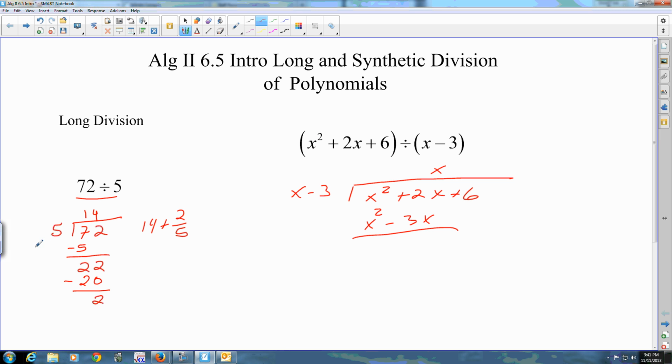Just like over here, I then subtracted it. So I have to subtract all this. And when I do that, it changes the signs on this stuff. This cancels out, and I'm left with 5x. And now I bring the next thing down. And you repeat the question. X times what gives you 5x? Well, 5. 5 times all this gives you 5x minus 15. Change the signs. That cancels out, and you get 21 as the remainder because there's nothing else to come down. So this would be equal to x plus 5 plus 21 over x minus 3.